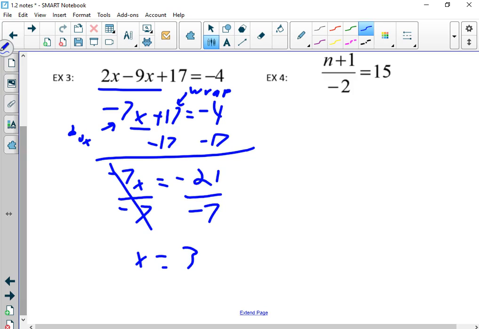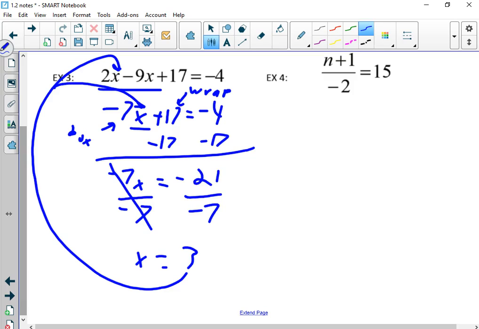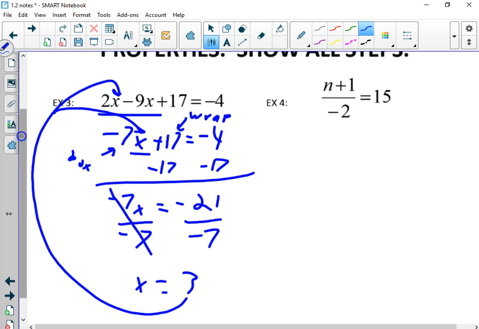Make sense? Yes? So let's say we took this bad boy back up here and plugged in, well, let's go back here actually, negative 3. Negative 3 times negative 7 is positive 21. Plus 17 is 38, not negative 4. So that would tell me I made a mistake. And I have to go back. And anytime there's negatives, always go back and check that first. But if I plug in positive 3, I get negative 21 plus 17, which is negative 4. It checks out.